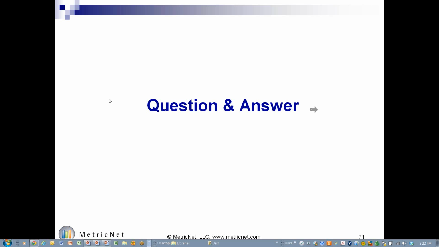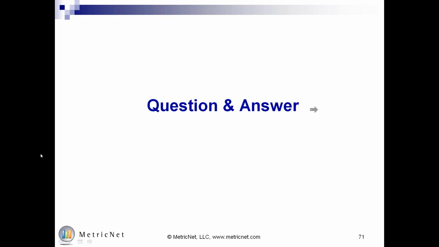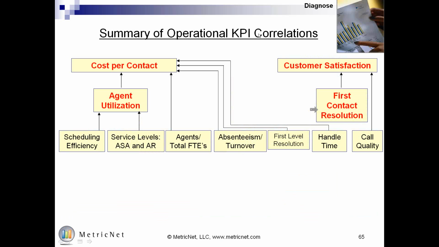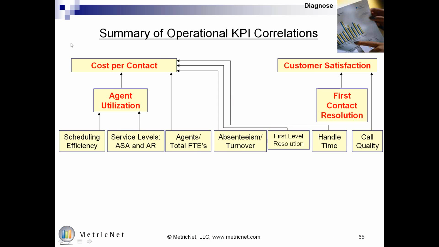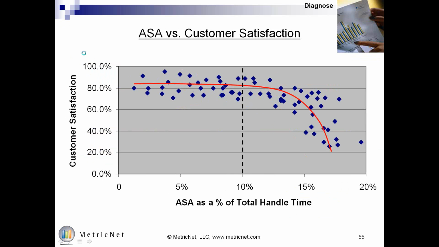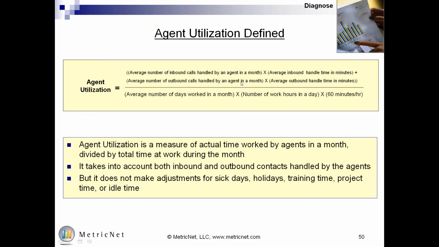From Lars, the question is, how do you define agent utilization? Lars, we define agent utilization, let me go back to that particular chart. It's basically handle time multiplied by number of contacts, inbound contacts per agent per month. You add the outbound contacts, multiply that by the handle time, and divide it by number of days worked in a month, which is 21.5, number of work hours in a day, which is typically 7.5, and 60 minutes.